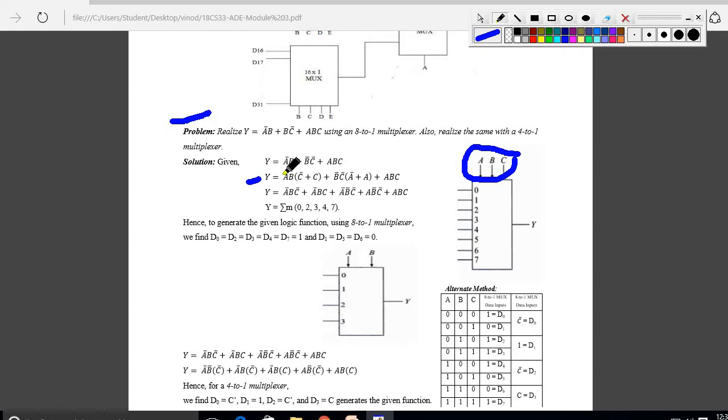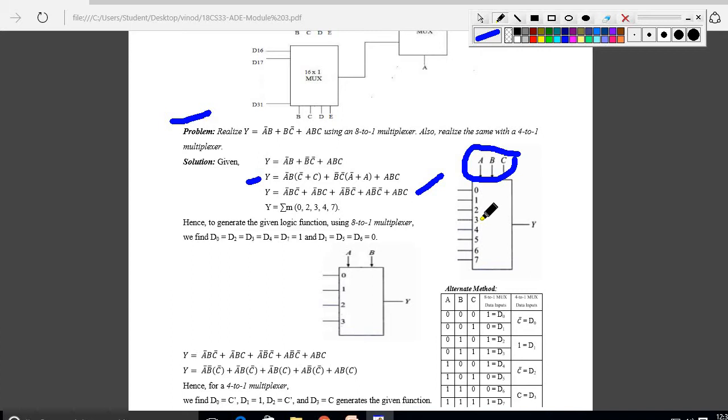After rearranging this equation, you have to multiply inside. After that, what is the result? A'BC' + A'BC + A'B'C' plus, like that, it is obtained. So you have to write it in minterms, in decimal. This expression I need to reduce to minterms 0, 2, 3, 4 and 7. Once I have obtained this, I have to realize it using an 8:1 multiplexer.